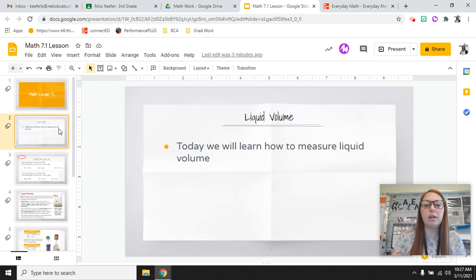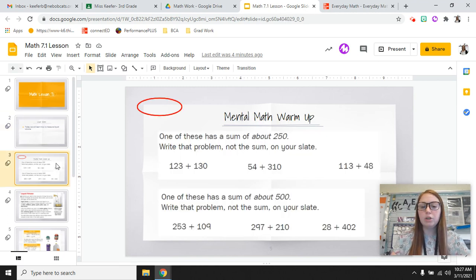So what we're going to be talking about today is liquid volume. We're going to learn how to measure liquid volume and the different units that we use. For this, you are going to need your workbooks. We are going to peek at one page in your workbook, but other than that, you are just following along. First we're going to look at some mental math warm-up, and then we are going to go into measuring liquid volume.